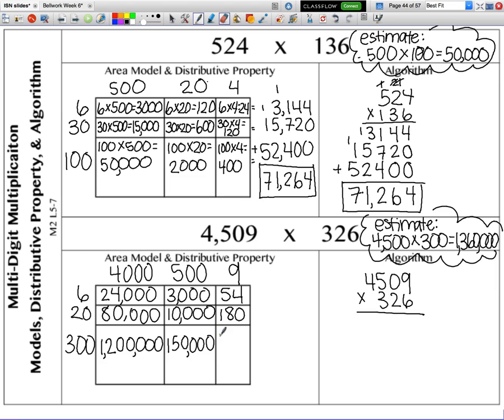And then down here I have 300 times 9. I know that 9 times 3 is 27, and I have 2 more zeros. So I have 2,700. So now we have to add all these guys up to get our partial products.